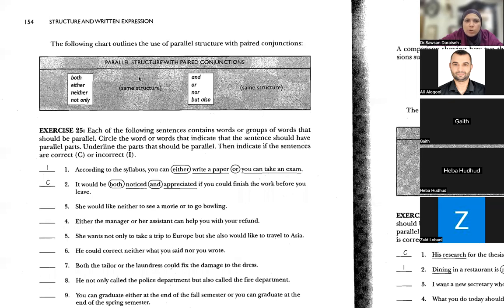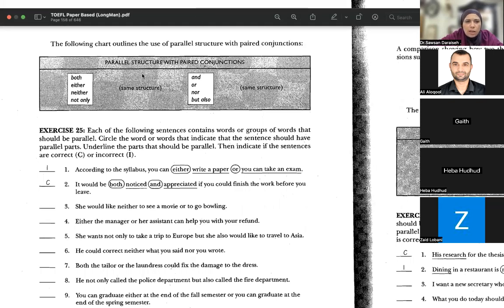And when we say both, we must mention and. When we say either, we must mention or. Neither with nor, not only, but also, all the time. Okay? Do we all agree on this?